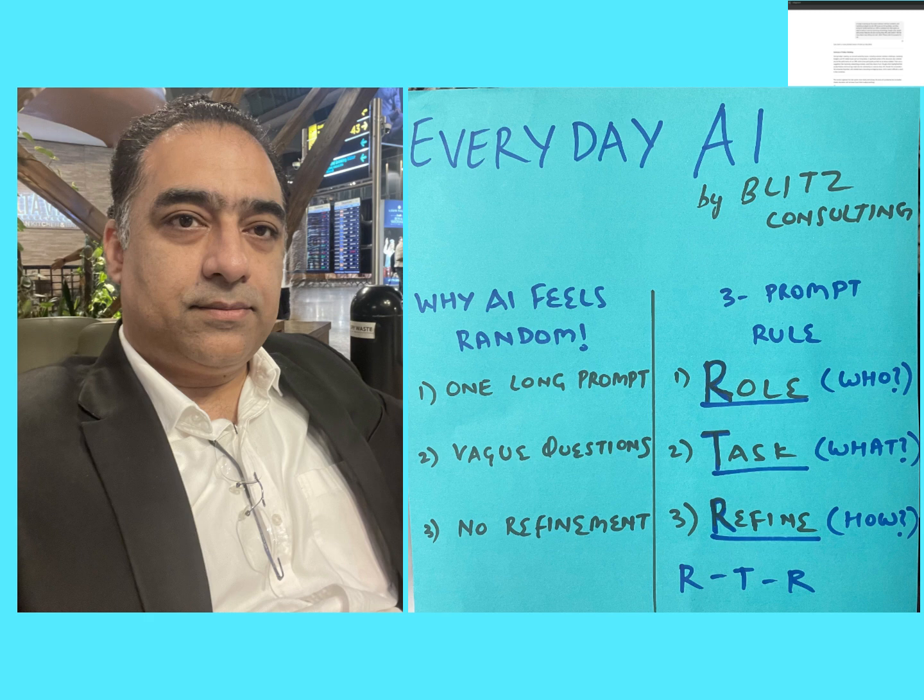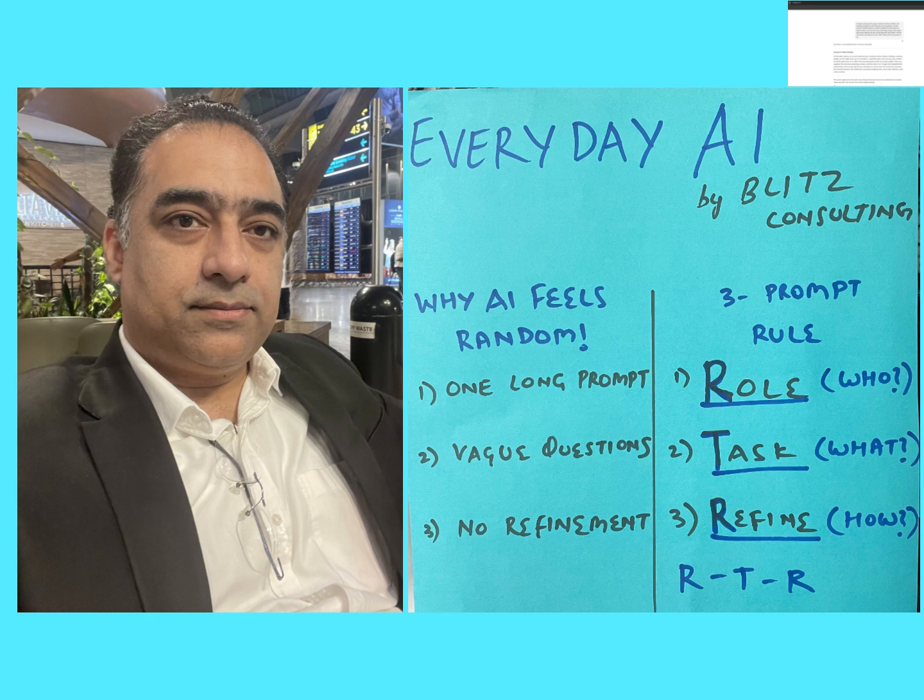Now, let us look at the vision board. The way to remember this is RTR. R for role, T for task, R for refine. This is an effective 3-prompt rule which can be used for your practical day-to-day tasks. Of course, this is not for advanced users who are using chain of thought workflows or advanced workflows. This is basically for day-to-day tasks.